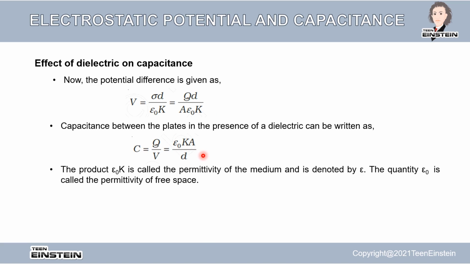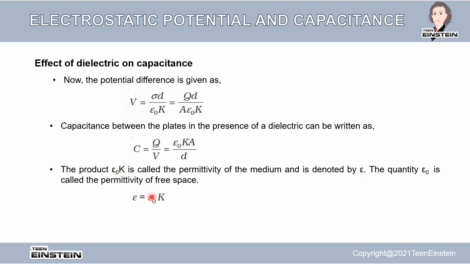So this equation is similar to C0. C0 is nothing but epsilon 0 a by d. So the only difference is the factor k here. So let's assume that this product epsilon 0 k is the permittivity of the medium, and we can denote this by the symbol epsilon. So the quantity epsilon 0 is the permittivity of the free space, and epsilon is the permittivity of the medium. So epsilon equal to epsilon 0 multiplied by k.